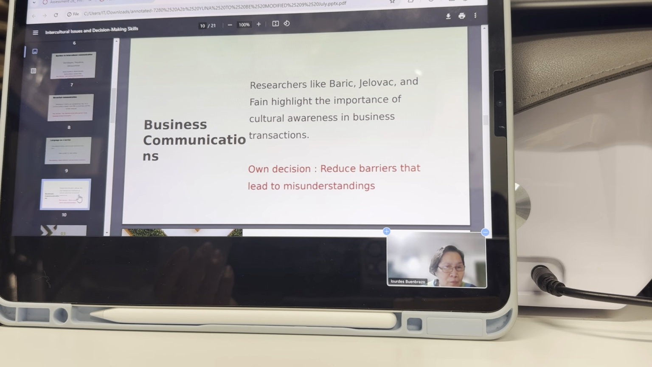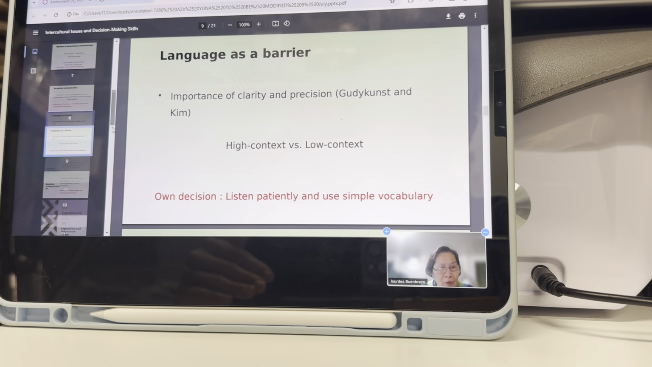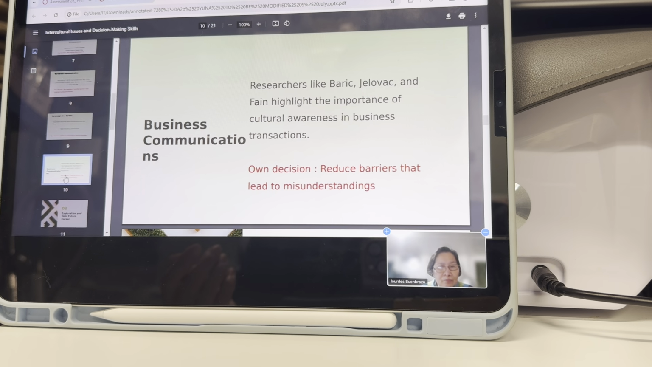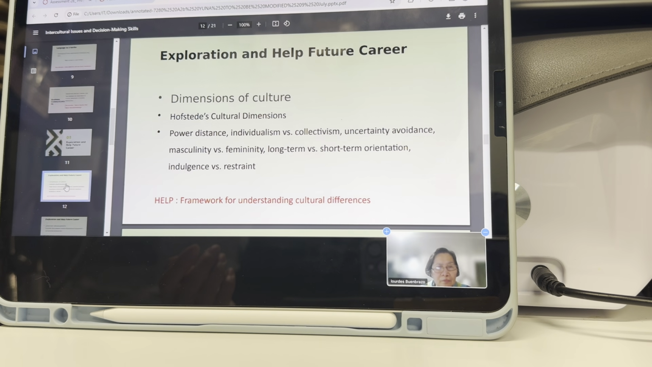Now we talk about the third part. We explore the intercultural views.